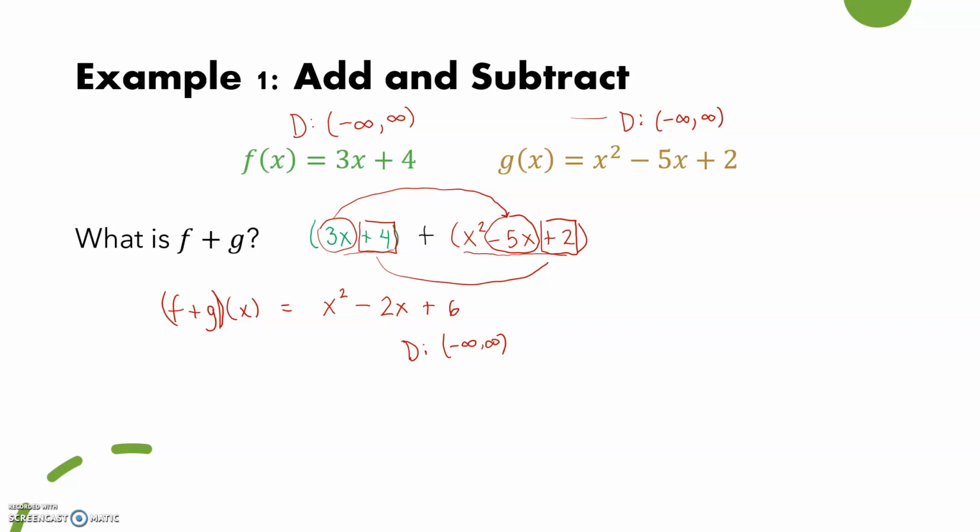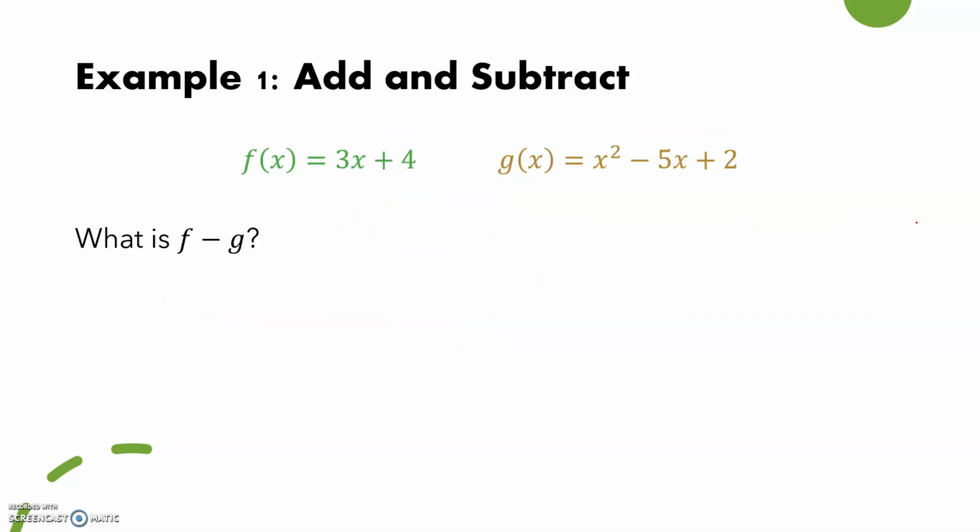When we add and subtract, we inherit the most restrictive domain. And I want to point out what I mean by that. If one of these functions had a square root of x in it, for example, the square root of x function has a domain that goes from 0 to infinity. If we add that to something like 3x plus 4, our domain would be the most restrictive that we have.